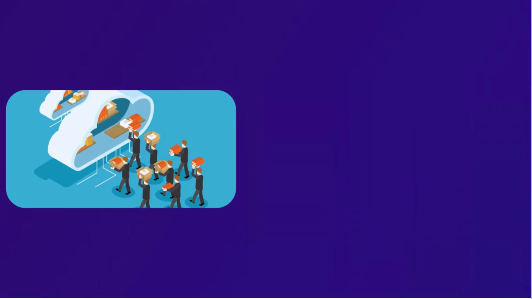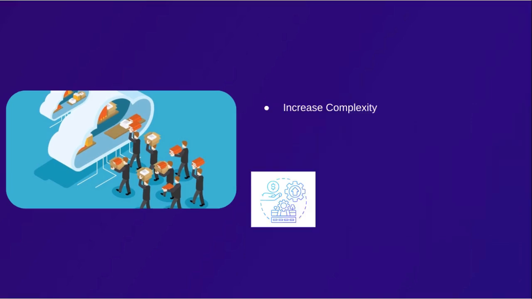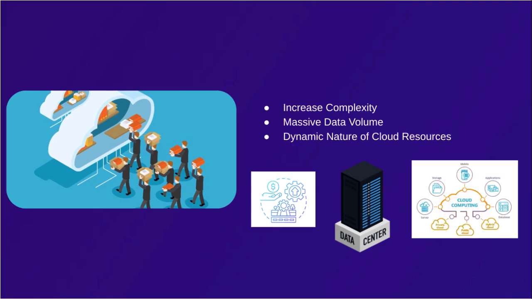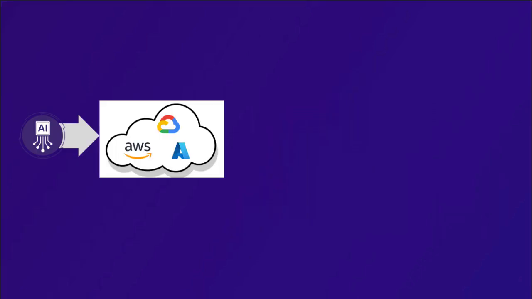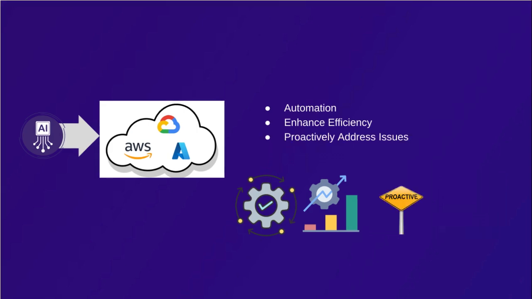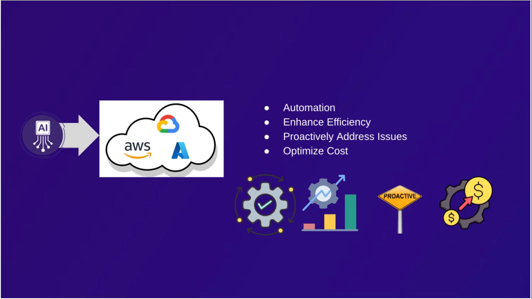As businesses transition to the cloud, IT teams encounter challenges such as increased complexity, massive data volumes, and the dynamic nature of cloud resources, all of which complicate monitoring and management. By integrating AI ops into cloud environments, organizations can streamline management through automation, enhance efficiency with real-time data analysis, maintain reliability by proactively addressing issues, and optimize costs by identifying underutilized resources.